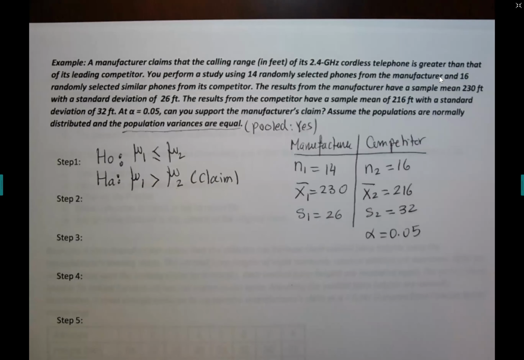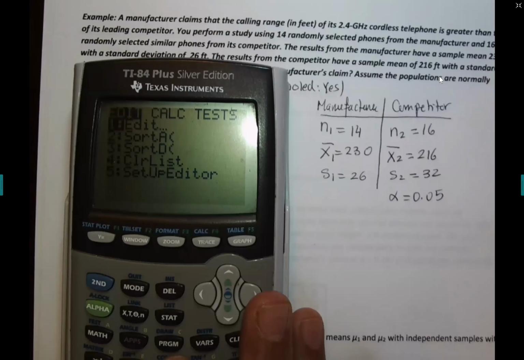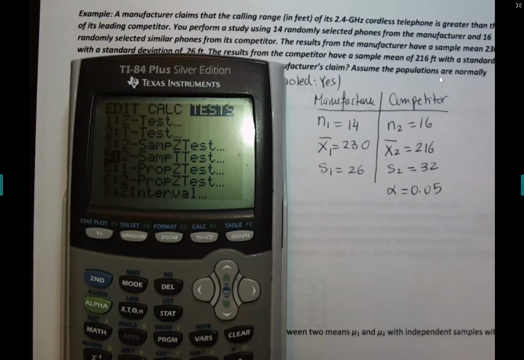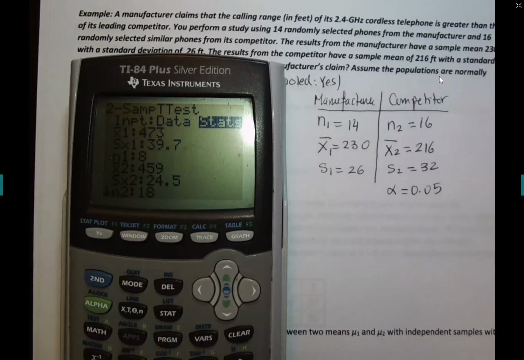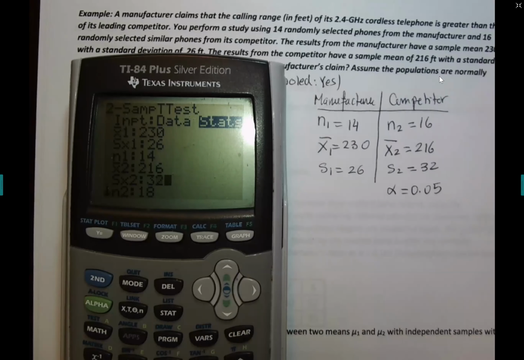Okay, let's run the test. On stat, tests, 2-sample t-test. It's number 4, guys, for this section. Stats. Okay, x1 bar is 230. s1 is 26. n1, how many? 14. x2 bar is 216. s2 is 32. And then n2 is 16.